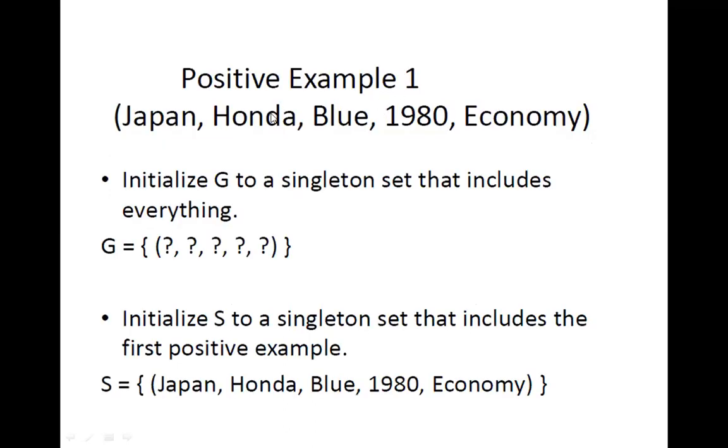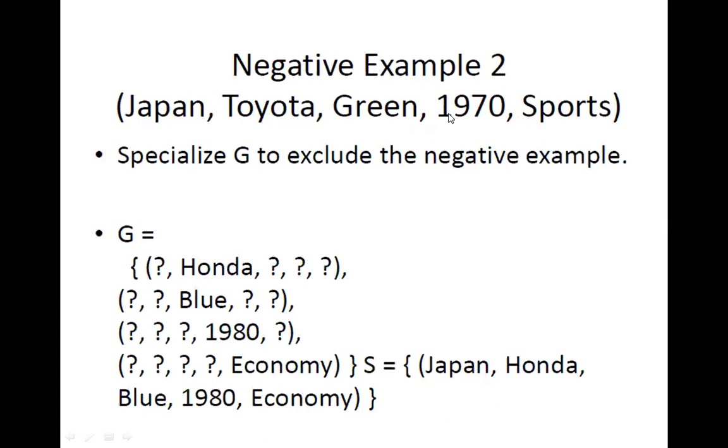Okay, first positive example. So initialize G. See, G is initialized to question mark. S will be initialized to the first positive example, that is Japan, Honda, Blue, 1980 and economy. Second is a negative example. When it is a negative example, we will not change S. S will remain the same. S hypothesis will remain the same. G will change.